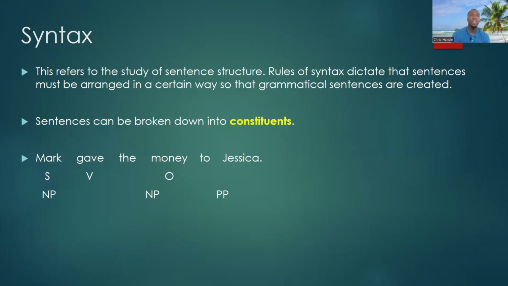Syntax. Syntax refers to the study of sentence structure. So rules of syntax dictate that sentences must be arranged in a certain way so that grammatical sentences are created. As we know in English, a sentence must have a subject and a verb, sometimes an object depending on the type of verb we are dealing with, as we'll see in the example shortly.